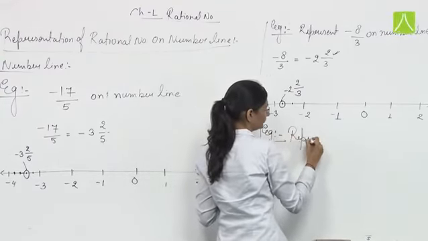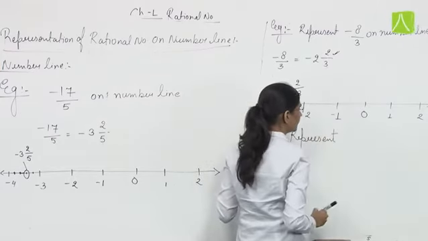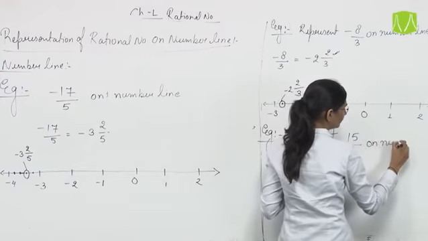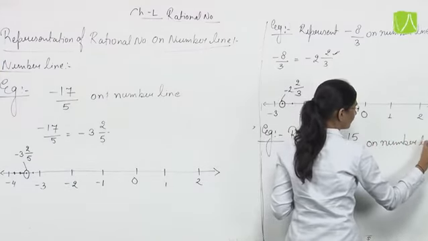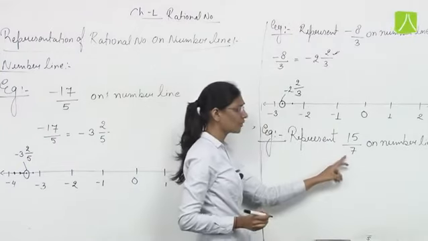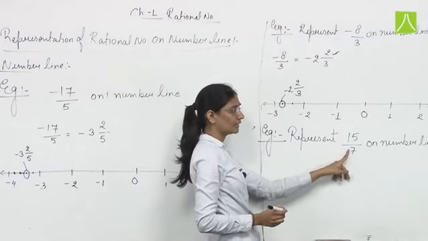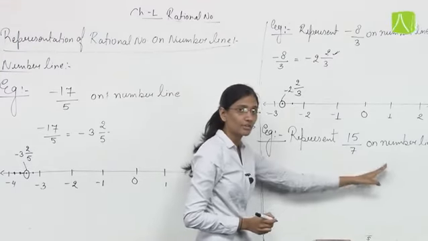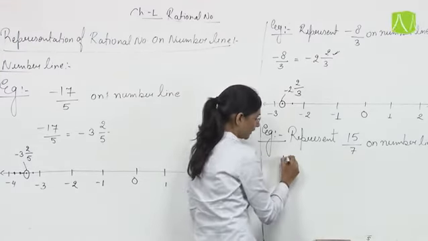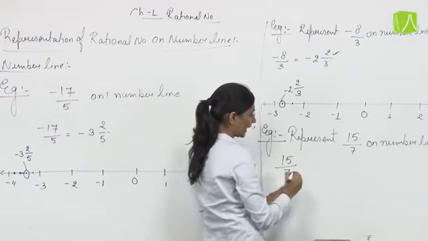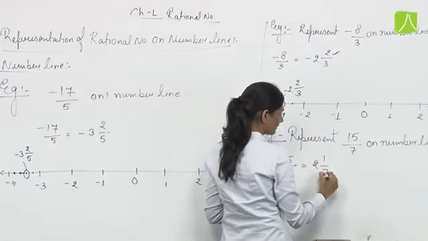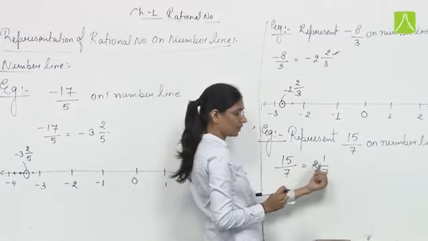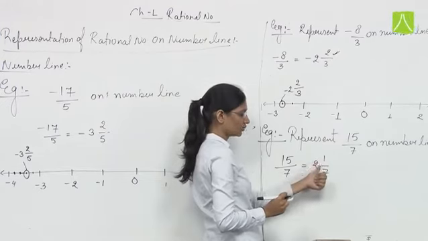Represent 15 upon 7 on the number line. 15 upon 7. Both numerator and denominator are positive numbers. Therefore, the rational number will lie on the right side of 0. 15 upon 7 can be written as 2 and 1 by 7. 7 2s are 14 plus 1, 15. 15 upon 7 can be simplified as 2 and 1 by 7.